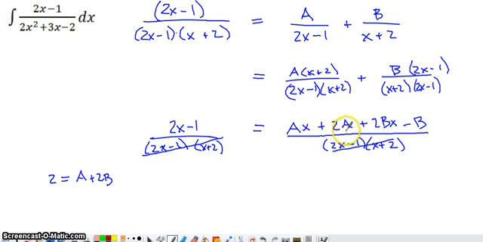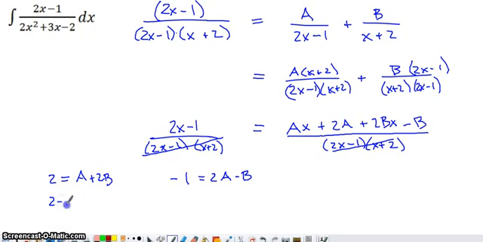And then the constant terms on this side, 2a minus b, those are going to have to combine to the constant term on this side, which is negative 1. So negative 1 is going to have to equal 2a minus b. Now you have a system of equations, and you want to solve this system for both a and b. I'm going to use substitution to solve this.